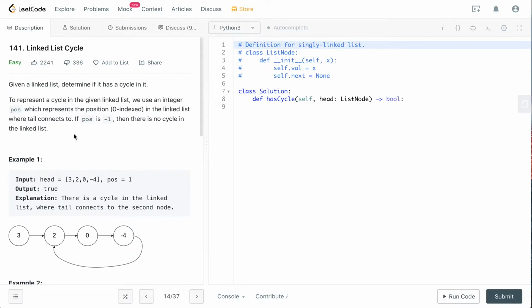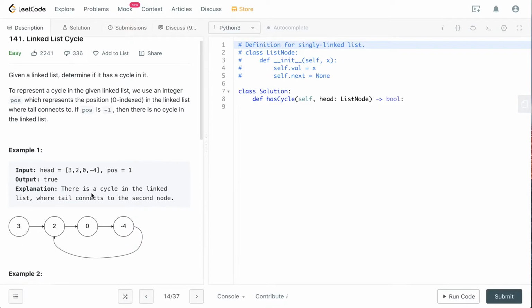Today we're gonna go over the 141 question, linked list cycle. So given a linked list, determine if it has a cycle in it. To represent a cycle in a given linked list, we use an integer pos, which represents the position in the linked list where the tail connects to. So if pos is -1, then there is no cycle in the linked list.